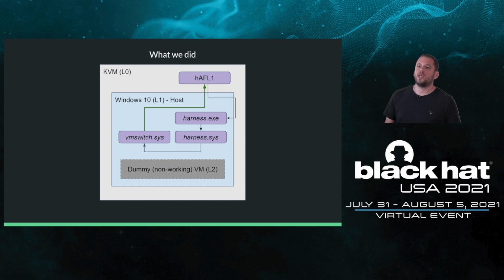Now, we chose to name our fuzzer hAFL1. H is for hypervisor, AFL is for the AFL fuzzer, and L1 as we only use one level of virtualization. We don't have any nested hypervisor.